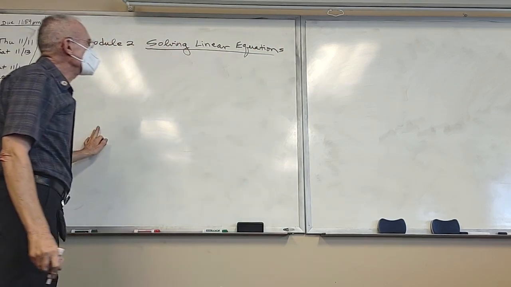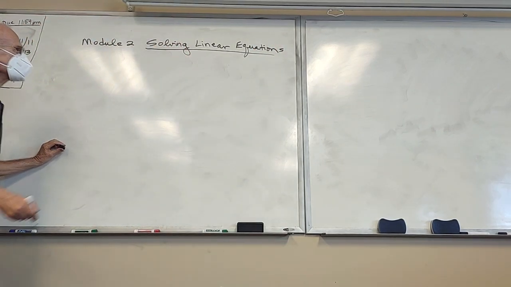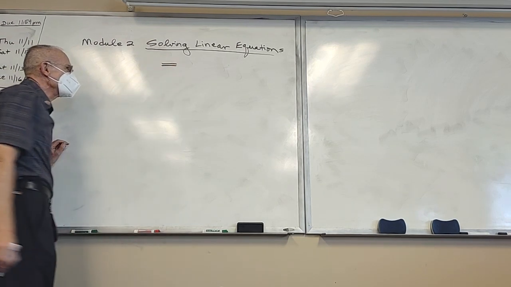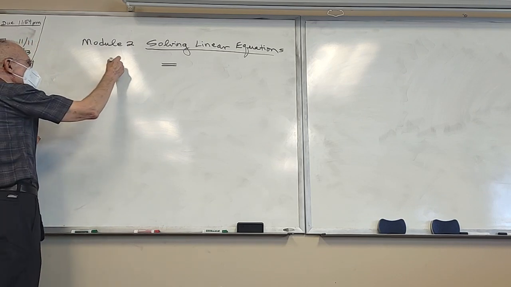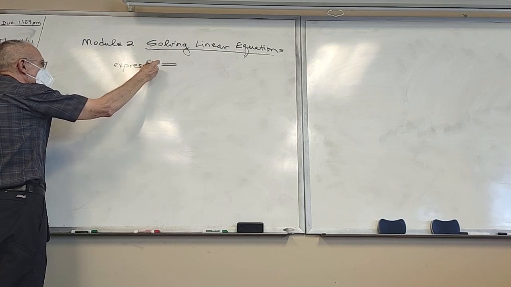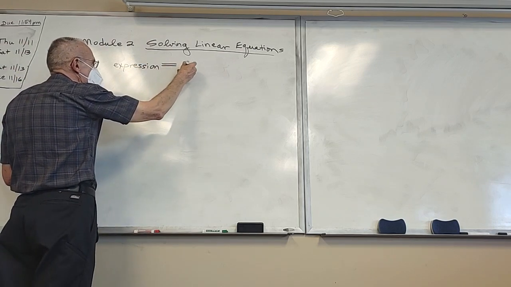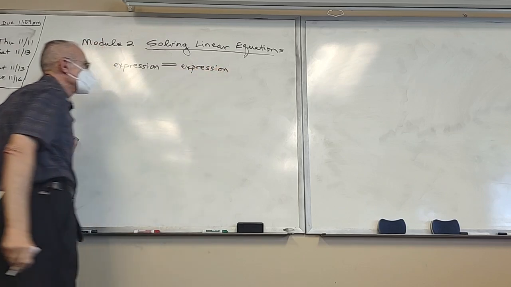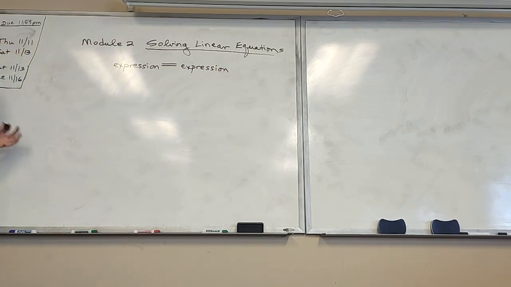Now remember, there's a big difference between an equation and an expression. An equation has an equal sign. In fact, the real definition of an equation is an expression on one side of the equal sign equals another expression on the other side of the equal sign. Of course, it could be as simple as a single number, or it could be a bunch of x's to different exponents, things like that. But in any case, expression on the left, expression on the right.